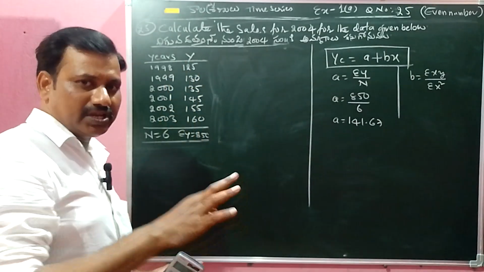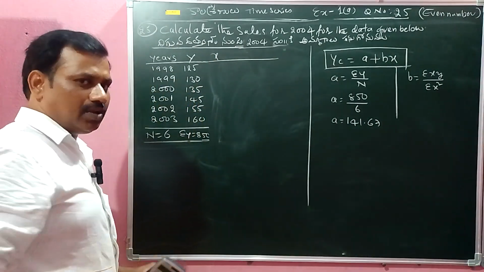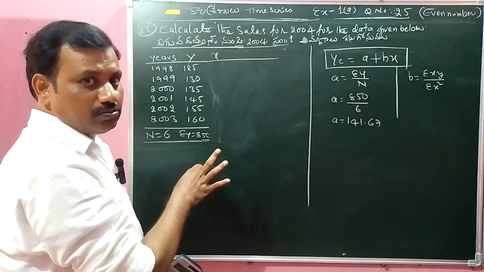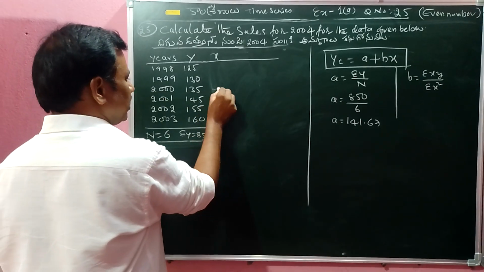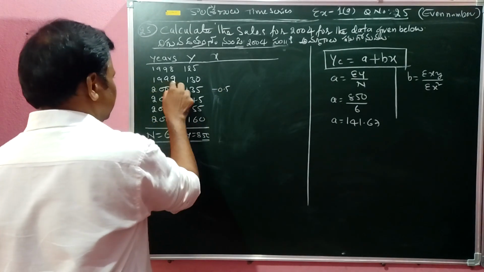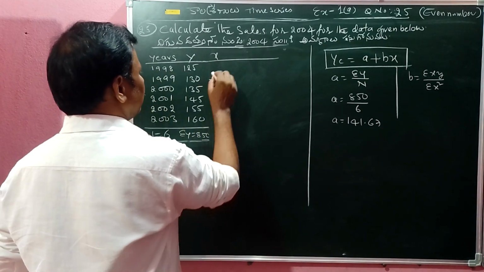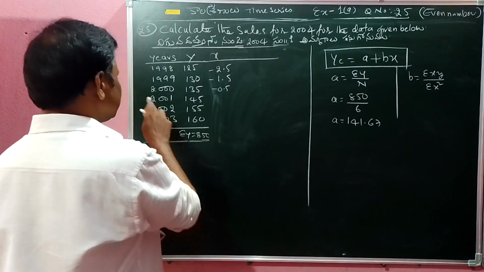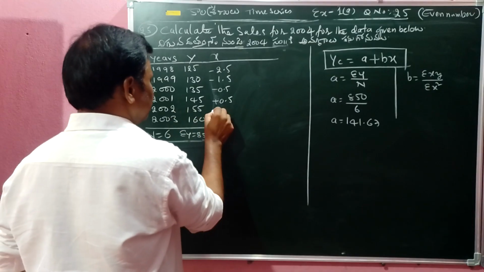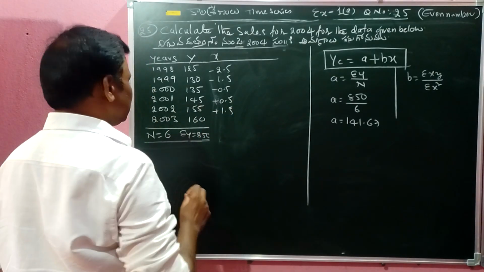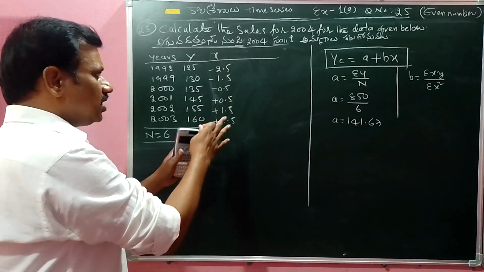Next calculate x. In the given question there is no x value. Since it is an even number question, there is no mid value, so first 3, last 3. Take the 2000 year value as minus 0.5, 1999 value is minus 1.5, 1998 value is minus 2.5. Next 2001 take plus 0.5, 2002 value is plus 1.5, 2003 value is plus 2.5. So these are the x values.